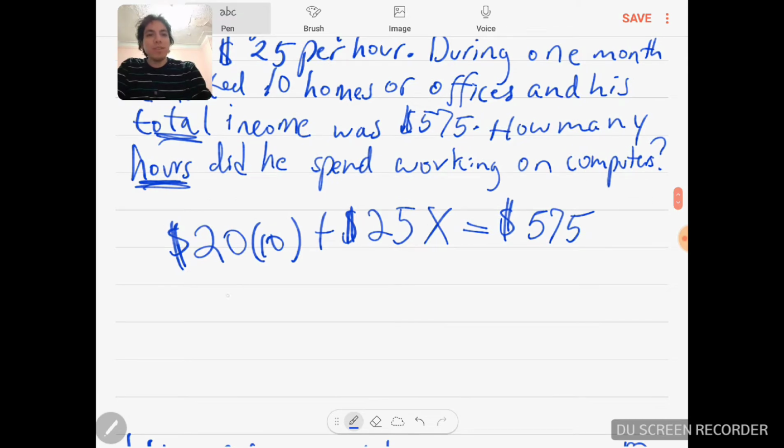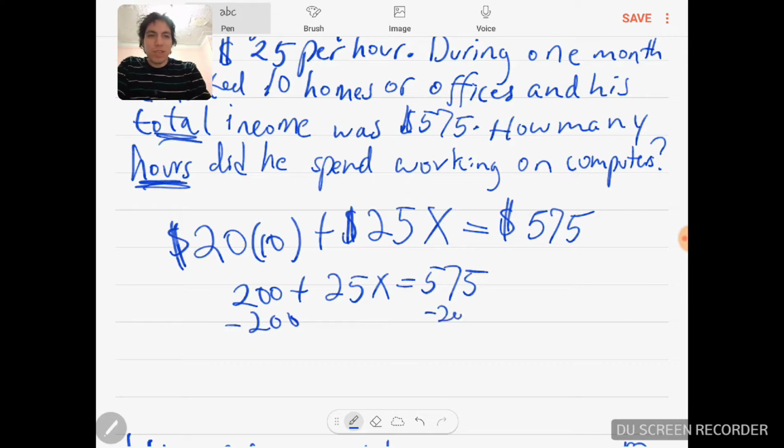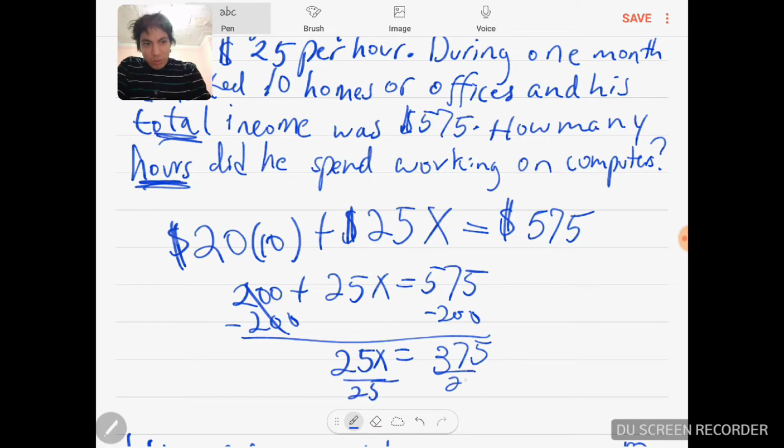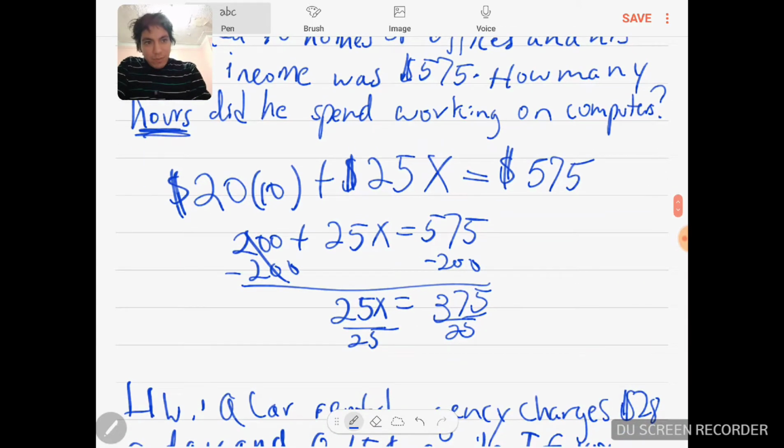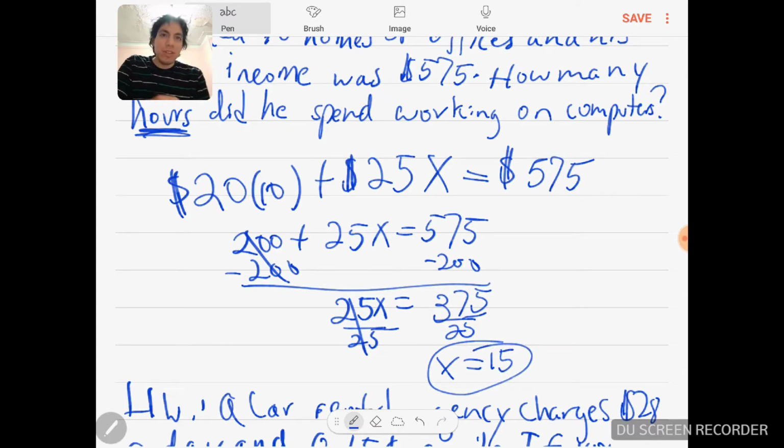So therefore, now we have our equation we're going to solve. 20 times 10 is 200 plus 25x equals 575. I subtract 200 on both sides. I'm left with 25x is equal to 375. I divide both sides by 25. So my x is equal to 15 after you've done the arithmetic.